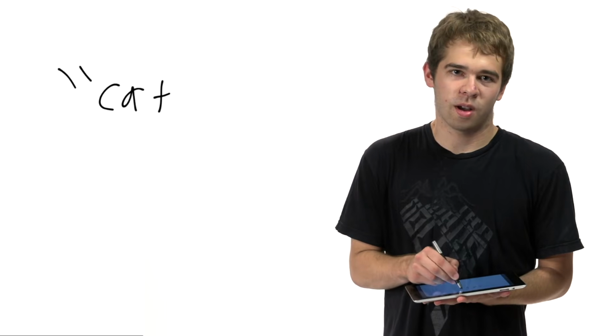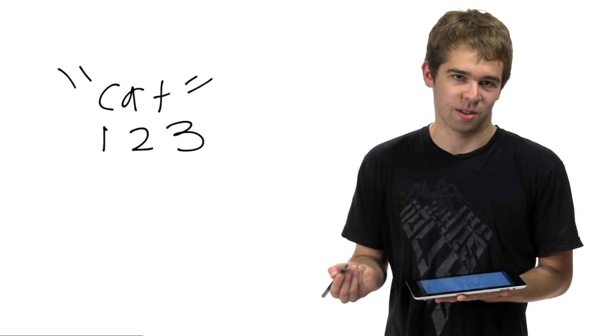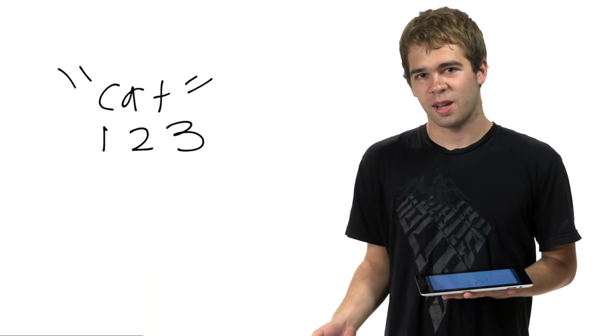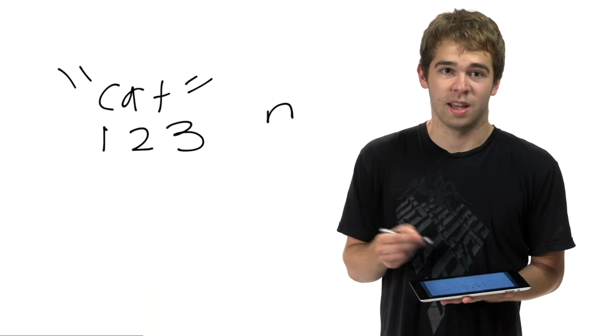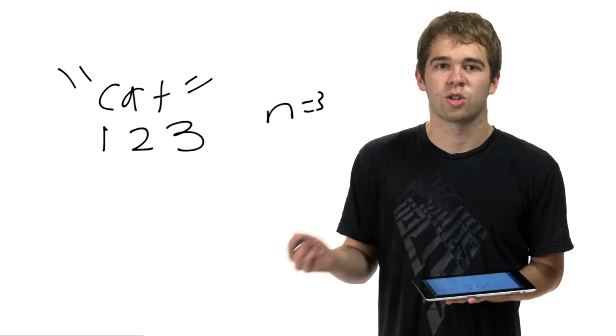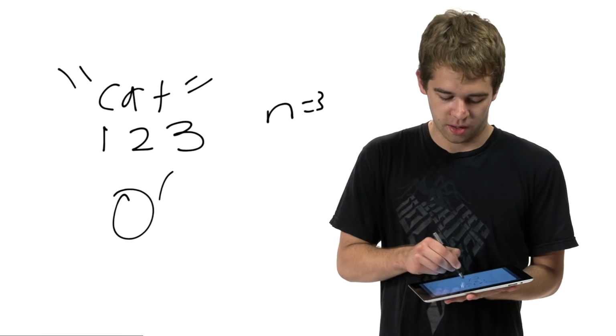For example, imagine counting the number of characters in a string the simplest way, by walking through the whole string, letter by letter, and adding 1 to a counter for each character. This algorithm is said to run in linear time with respect to the number of characters, n, in the string. In short, it runs in big O of n.